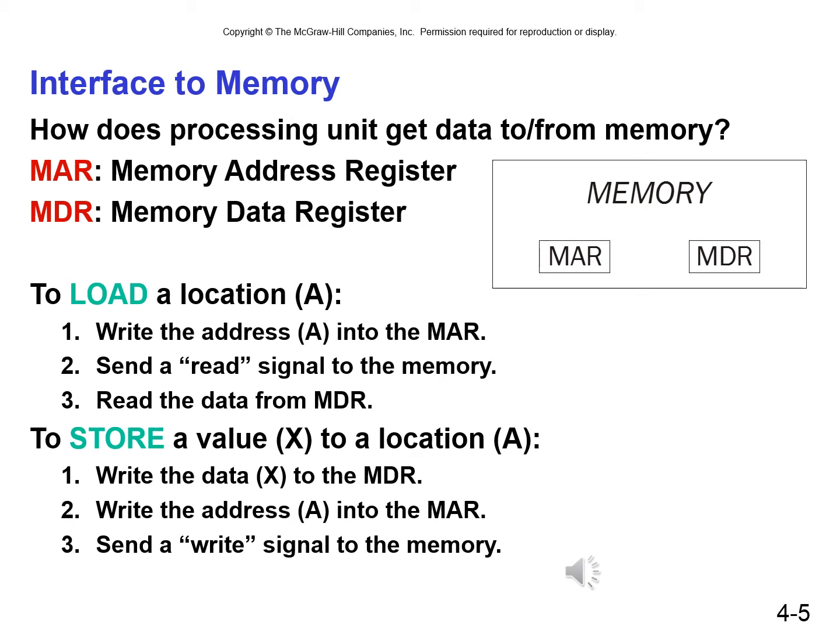So to load a location A, we write the address A in the memory address register. We send a read signal to the memory, and then we read the data from the memory data register. To store a value X to location A, and A would be a hexadecimal memory address, but we'll get to that, we write the data X to the memory data register first, and then we write the address A into the memory address register and send a write signal to the memory.